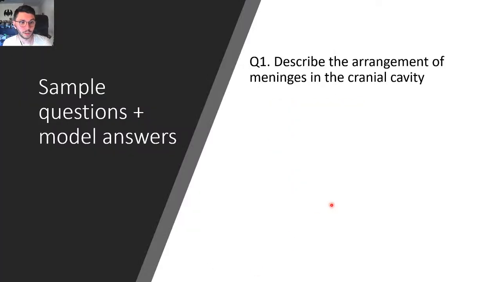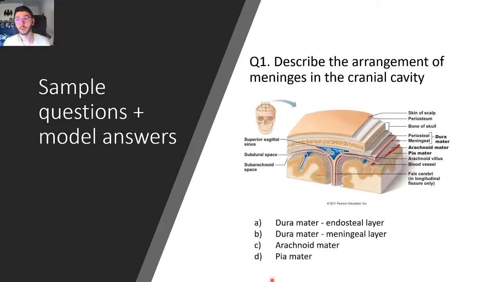So we're going to move on to some questions. Describe the arrangement of meninges in the cranial cavity, a very common question, or they tell you to compare the cranial with the spinal. So this is what we have a look at.